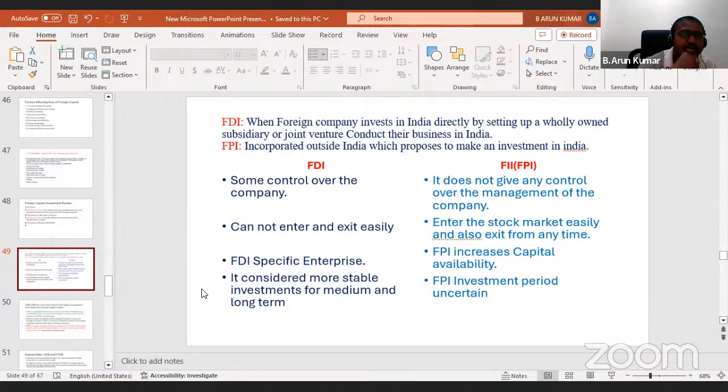For example, take Reliance Industries. Reliance Industries invests in some foreign countries through FPIs, not through FDIs. FDI means actual ownership is transferred, some percentage of ownership is transferred to the companies of the other countries. But in FPI, we don't transfer any ownership, and they have no control in a particular organization or company.